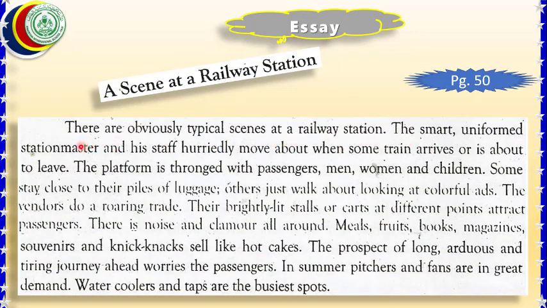The smart, uniformed station master and his staff hurriedly move about when some train arrives or is about to leave. The platform is thronged with passengers, full of passengers, men, women, and children. Some stay close to their piles of luggage. Luggage you know very well. Others just walk about looking at colorful ads. The vendors, the people who are trying to sell some things, do a roaring trade. Roaring trade, they sell their things by walking, by going from one carriage to the other.